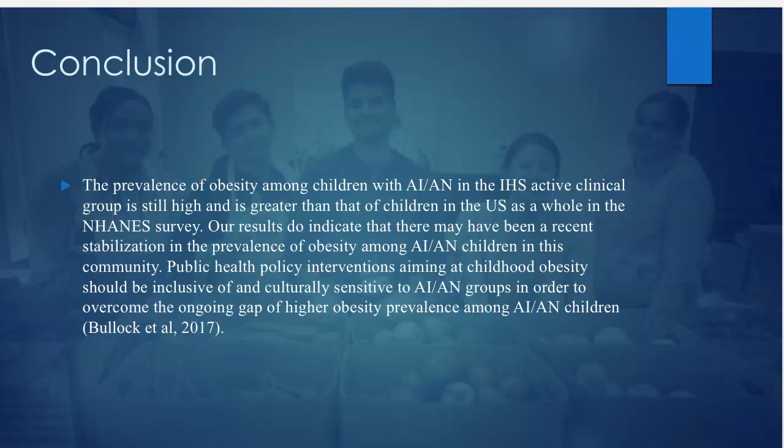Conclusion. The prevalence of obesity among children within the AI/AN communities in the IHS active clinical group is still high and is greater than that of children in the United States as a whole in the NHANES survey. Our results do indicate that there may have been a recent stabilization in the prevalence of obesity among American Indian and Alaskan Native children in this community. Public health policy interventions aiming at childhood obesity should be inclusive of and culturally sensitive to AI/AN groups, in order to overcome the ongoing gap of higher obesity prevalence among AI/AN children.